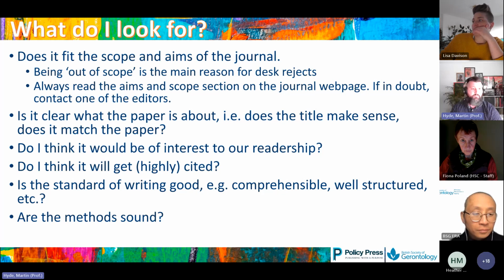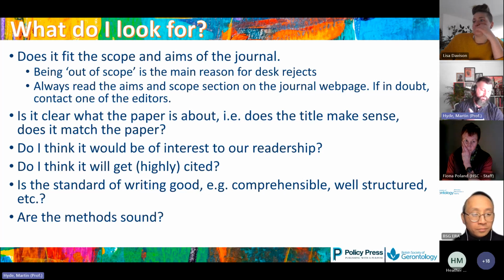And then, is the standard of writing good? I must admit, my English language competence isn't fantastic. I'm not after perfect writing, but is it comprehensible? Is it a well-structured piece of work that clearly takes the reader through the narrative, the literature? Is there a clear set of objectives, aims, research questions, hypotheses, whatever they might happen to be? And again, is it very clear about what the methods are that we use to address those questions? And I'll come back to that in a minute.